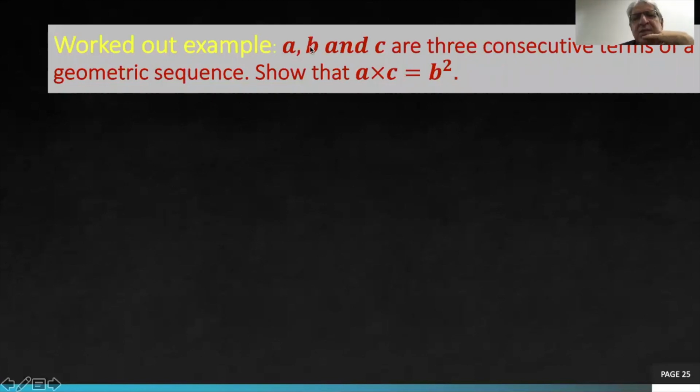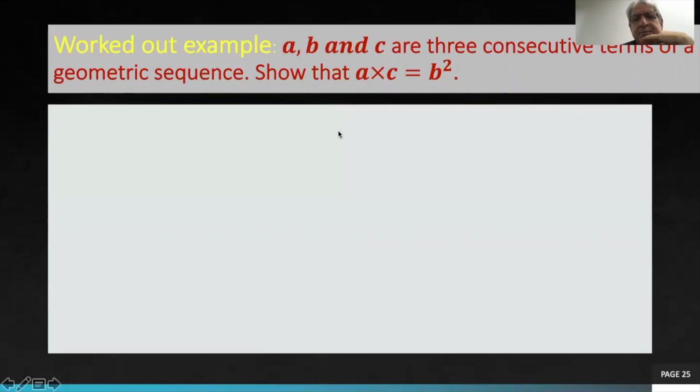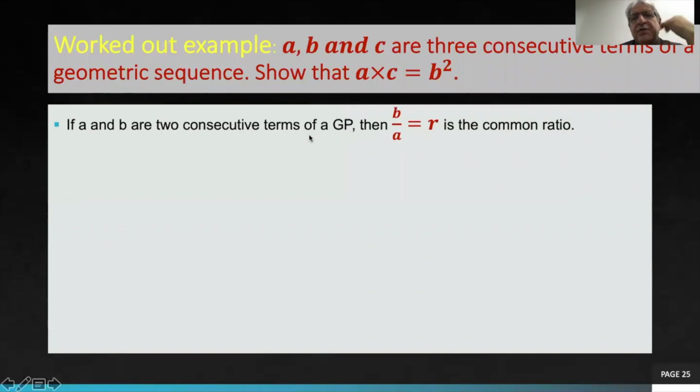By the definition, if I divide b by a, I'm going to get r. If I divide c by b also, I'm going to get r. Because we know that they are consecutive terms, when you divide them you get the common ratio r. So we know that b over a is equal to r, and c over b also is equal to r. So these two should be equal. Therefore, b over a is equal to c over b. Just cross multiply this, and you are going to get b squared equal to ac.